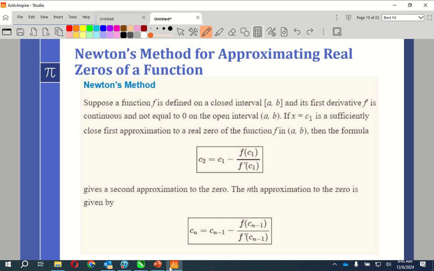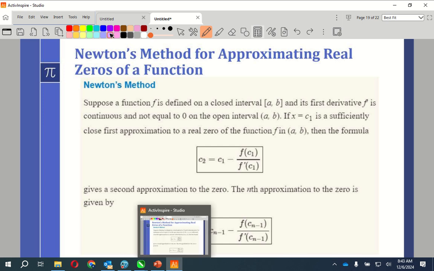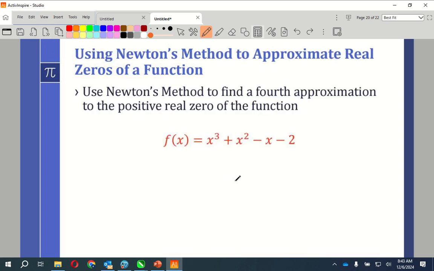So I have to find the derivative also. So let's go to the next page. The derivative, let's see if the derivative will work now. So f prime of this is going to be 3x squared plus x minus 1. And that's what I'm going to plug into my second function.